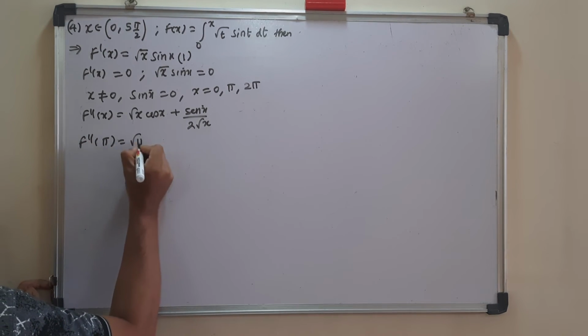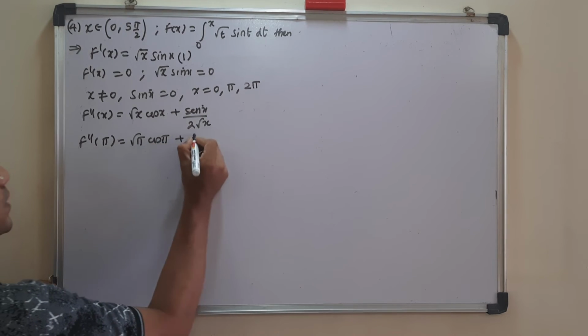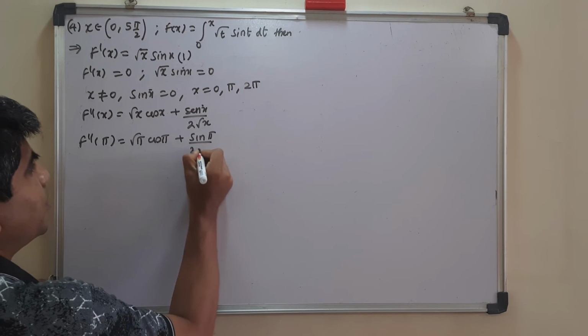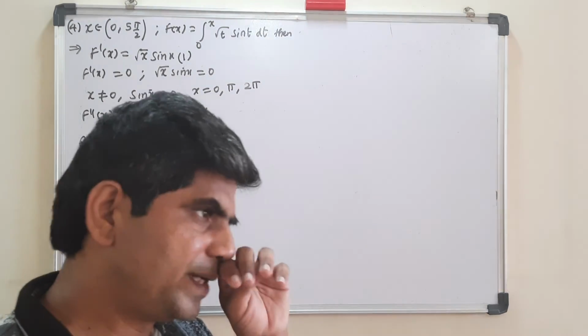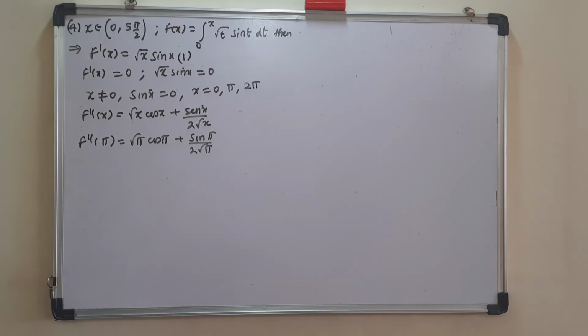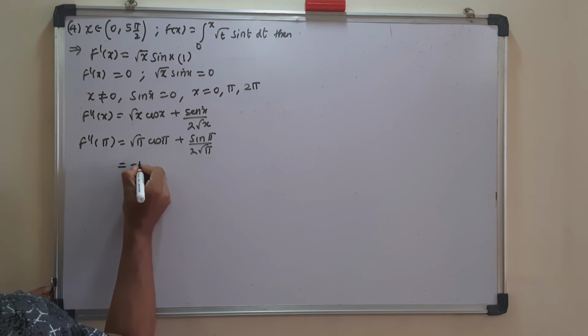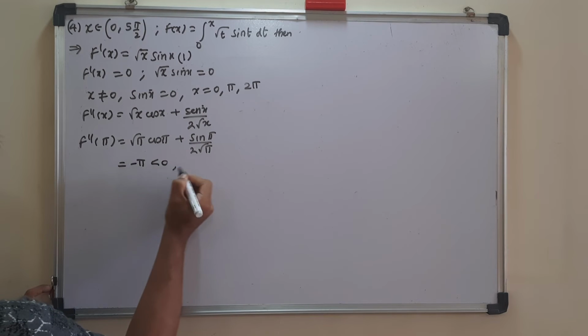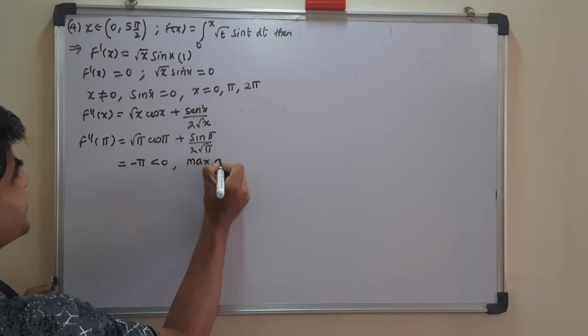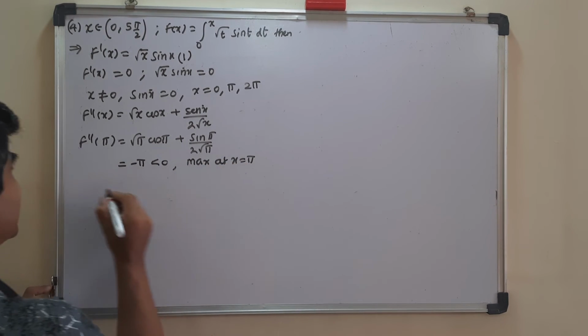So it will be root pi into cos pi plus sin pi upon 2 root pi. Now obviously the value of sin pi is equal to 0, so the second part goes, and cos pi is equal to minus 1. So this will become minus pi, which is negative, indicating max at x is equal to pi.